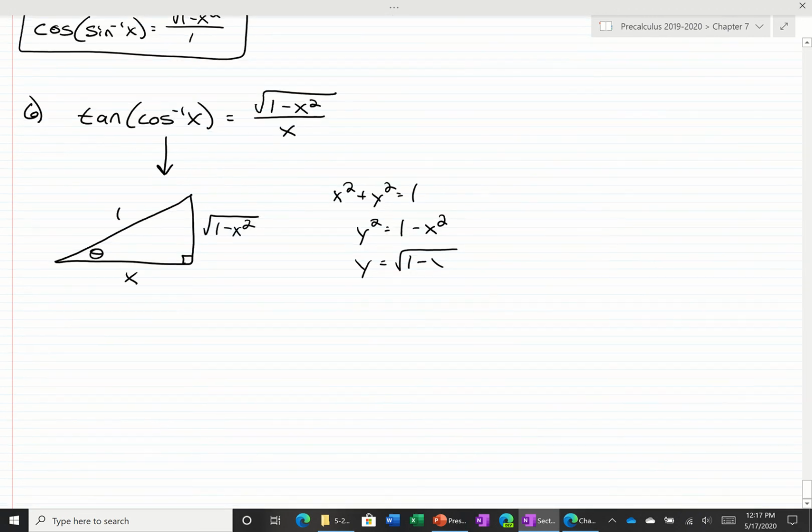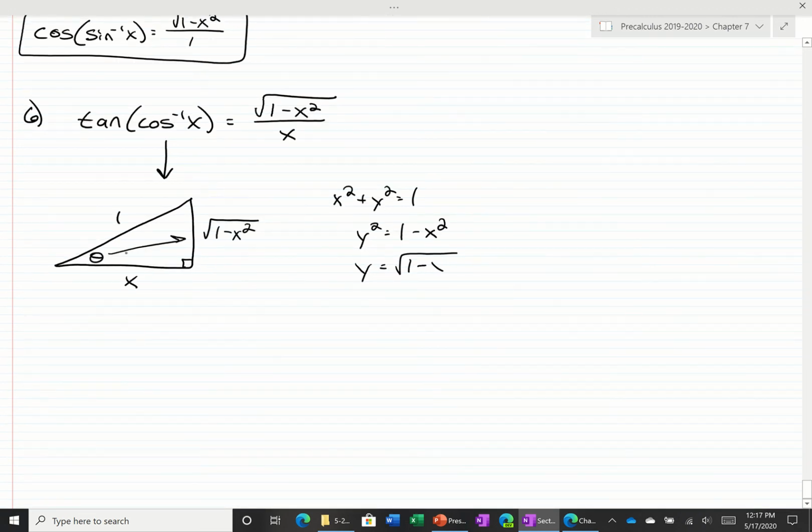So what's the tangent? Well, tangent of that angle would be opposite over adjacent. And we just showed where that came from. So the tangent of the inverse cosine of x is equal to the square root of 1 minus x squared over x.